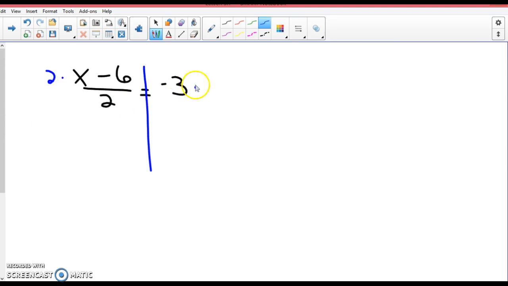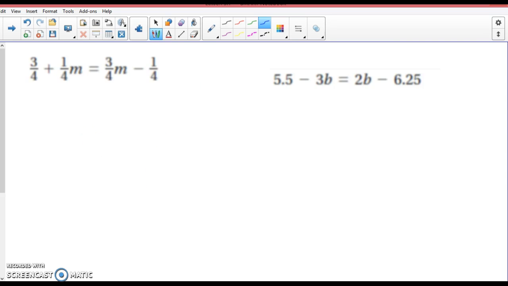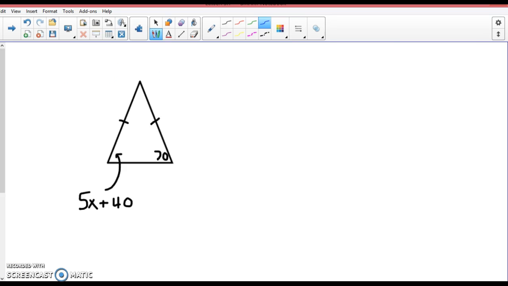Multiply both sides by 2. 2 divided by 2 is 1, so I'm left with x minus 6 equals negative 6. And then what do I do? Joseph? So I have x equals 0. And we don't freak out because it's 0. Okay. I'm going to stick to this problem, and then we will come back to it.